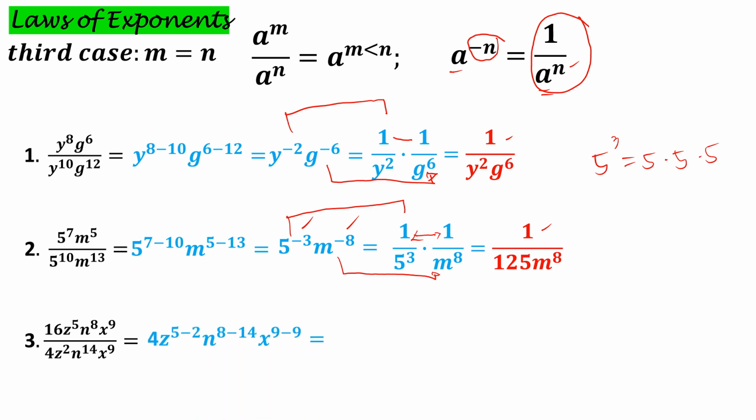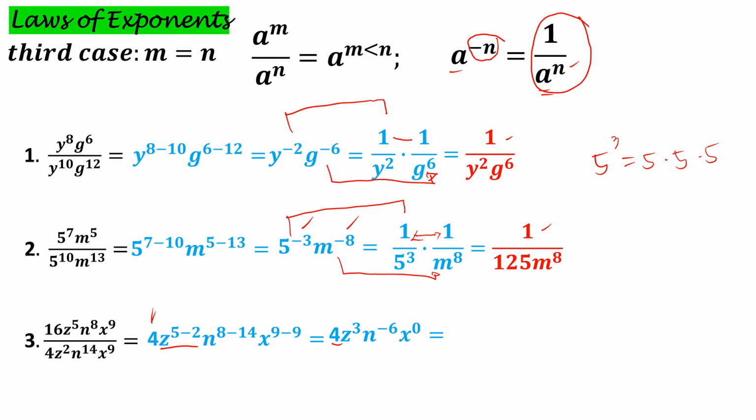For number 3, you have seen that the 16 and 4 are both constants. So 16 divided by 4 is equal to 4. And then we apply the law that we are going to subtract. So c to the 5 minus 2, and then 8 minus 14, n to the power of 8 over n to the 14. So that's it. And then we come up with a 4, which is the constant in here, and then the z cubed, and the n to the negative 6, and x to the 0.